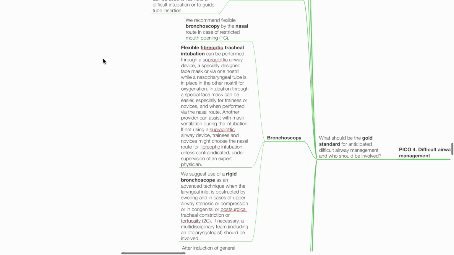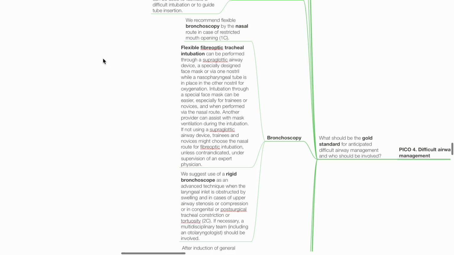Intubation through a special face mask can be easier, especially for trainees or novices, and when performed via the nasal route. Another provider can assist with mask ventilation during intubation. If not using supraglottic airway device, trainees and novices may choose the nasal route for fiber optic intubation unless contraindicated, under supervision of an expert.